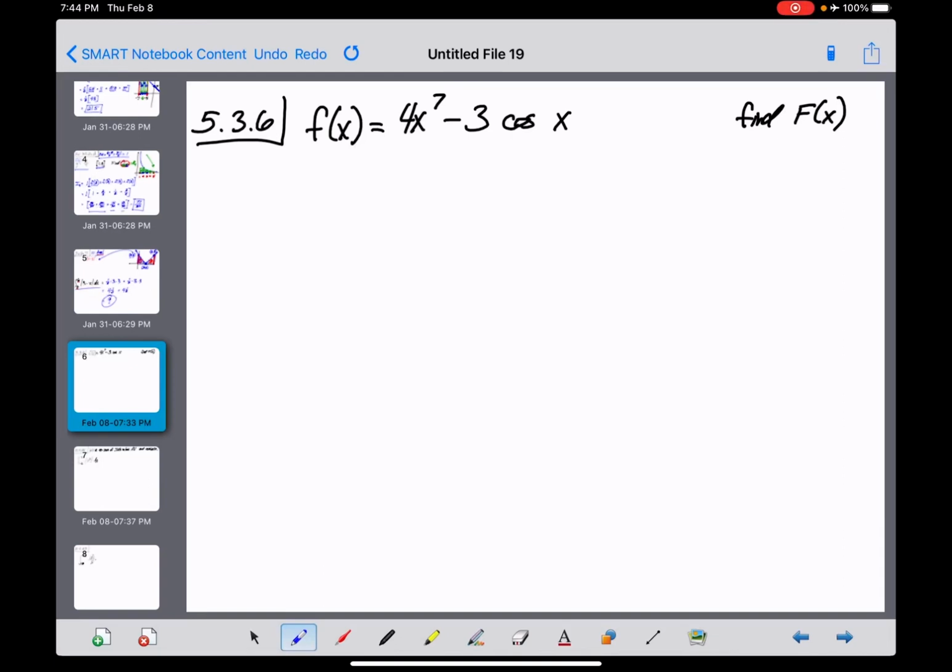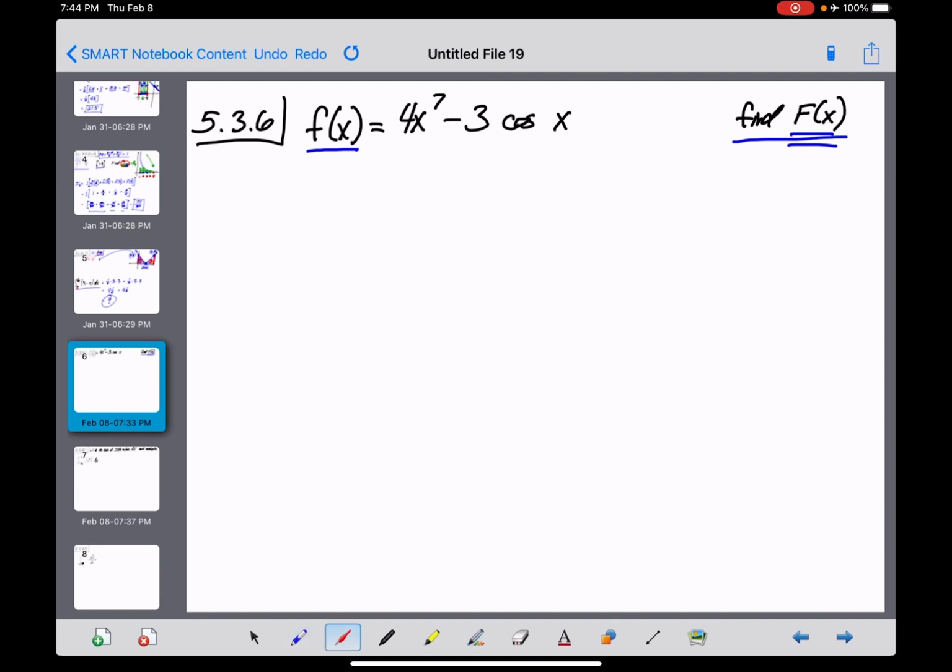Section 5.3, number 6, they've given you a function here. f of x is 4x to the 7th minus 3 cosine of x, and they asked you to find the general antiderivative of that. So if the function given to us was called little f of x, then its antiderivative is going to be capital F of x.